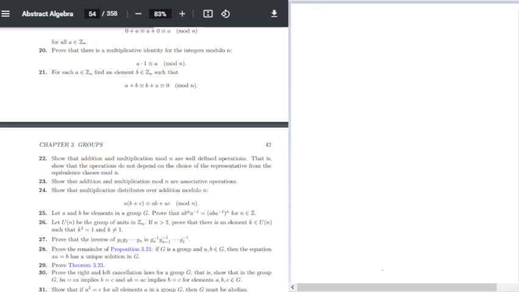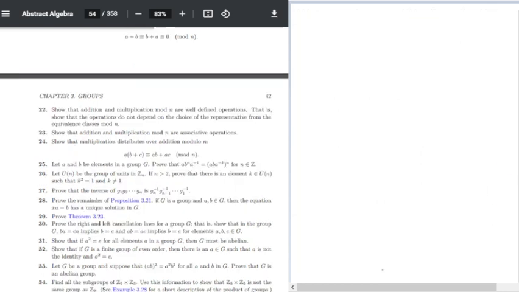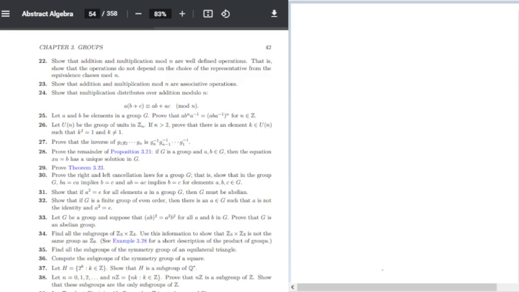Show that addition and multiplication on Zn are well-defined operations. Addition, that will be something else, and the fact that these subgroups are normal, so I'm not going to worry about that. Show that addition and multiplication are associative. We already got it. Show that multiplication distributes over addition. That's for ring theory. Let a and b be elements. Prove that (ab)^n, a to the negative 1, equals a b a to the negative 1, n for n in Z. Yeah, it's kind of used, not really. So I'm not going to worry about that for now.